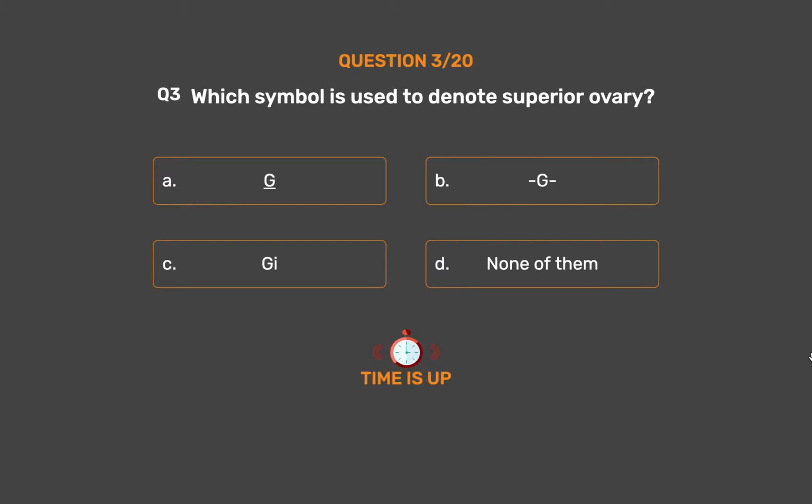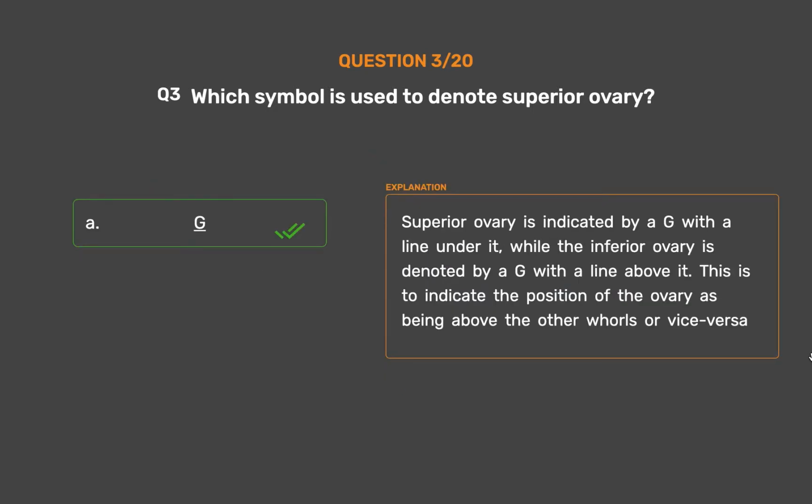The correct answer is Option A. G. Superior ovary is indicated by a G with a line under it, while the inferior ovary is denoted by a G with a line above it. This is to indicate the position of the ovary as being above the other whorls or vice versa.